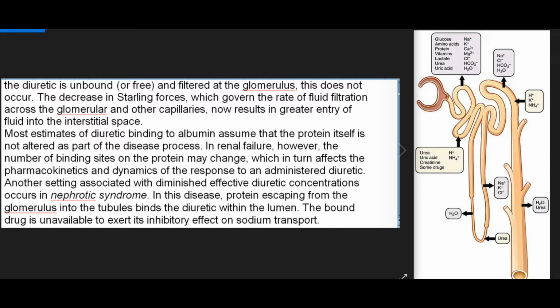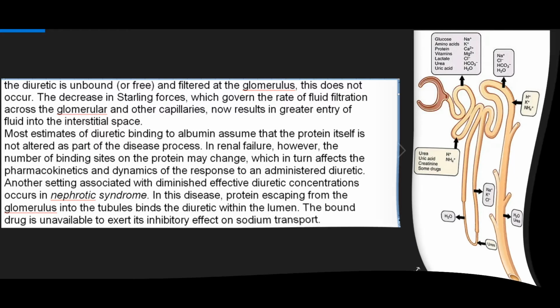Most estimates of diuretic binding to albumin assume that the protein itself is not altered as part of the disease process. In renal failure, however, the number of binding sites on the protein may change, which in turn affects the pharmacokinetics and dynamics of the response to an administered diuretic. Another setting associated with diminished effective diuretic concentrations occurs in nephrotic syndrome. In this disease, protein escaping from the glomerulus into the tubules binds the diuretic within the lumen. The bound drug is unavailable to exert its inhibitory effect on sodium transport.